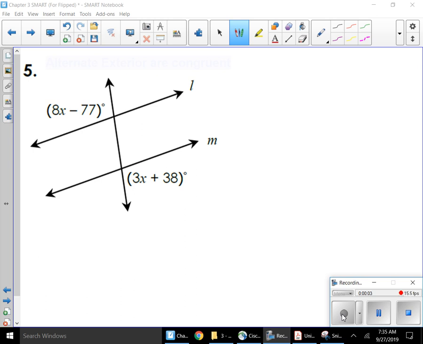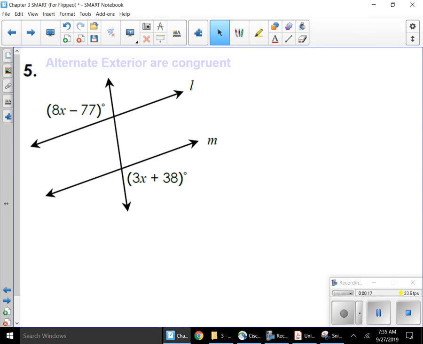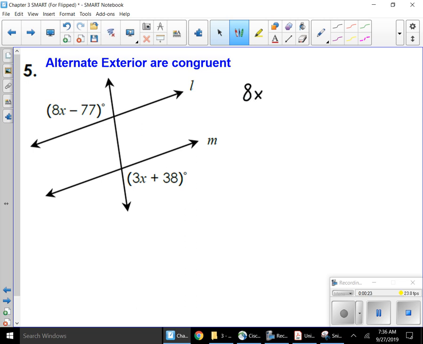So note in example 5, we get another case of alternate exterior angles. They're on opposite sides of the transversal, outside of the parallel lines. Also notice that neither one of these is a whole number. We get an expression for both of them. So when we set these two angle measures equal, which we can do because they're congruent, this forms a pick on the little guy problem.